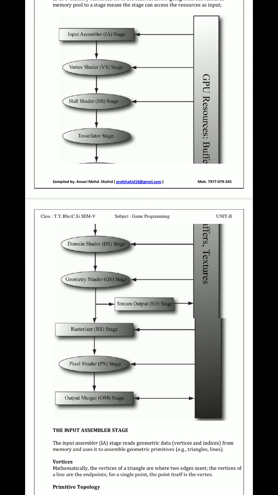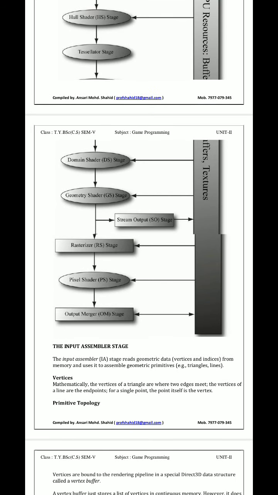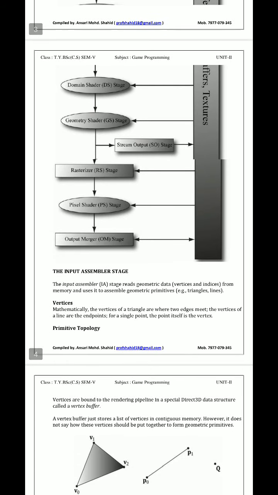The pixel shader checks whether each and every point and pixel is given color or not. And the output merger finally merges the whole image and gives it to the output. This is done with the GPU resources, buffers, and textures, so all the buffering and texturing is done to give it a look and feel through the virtual camera. The input assembler stage reads geometric data from memory and uses it to assemble geometric primitives. Geometric data like vertices and indices, then triangles and lines, are merged by such assemblers.